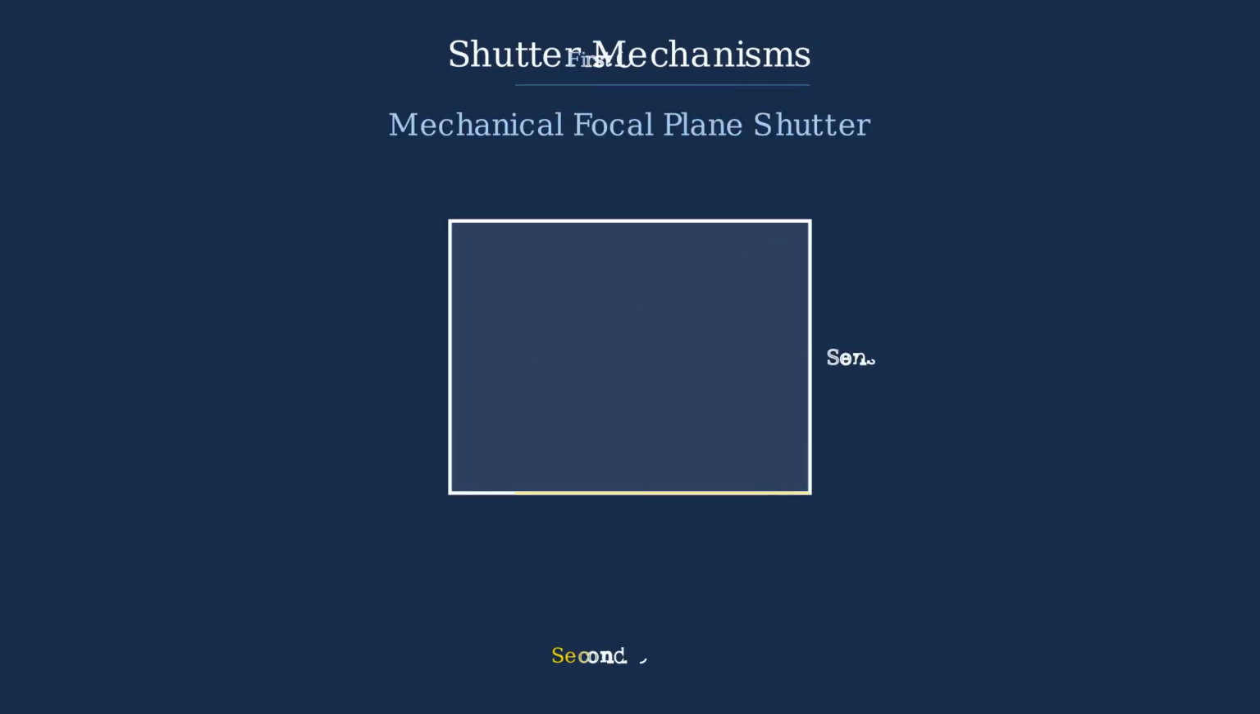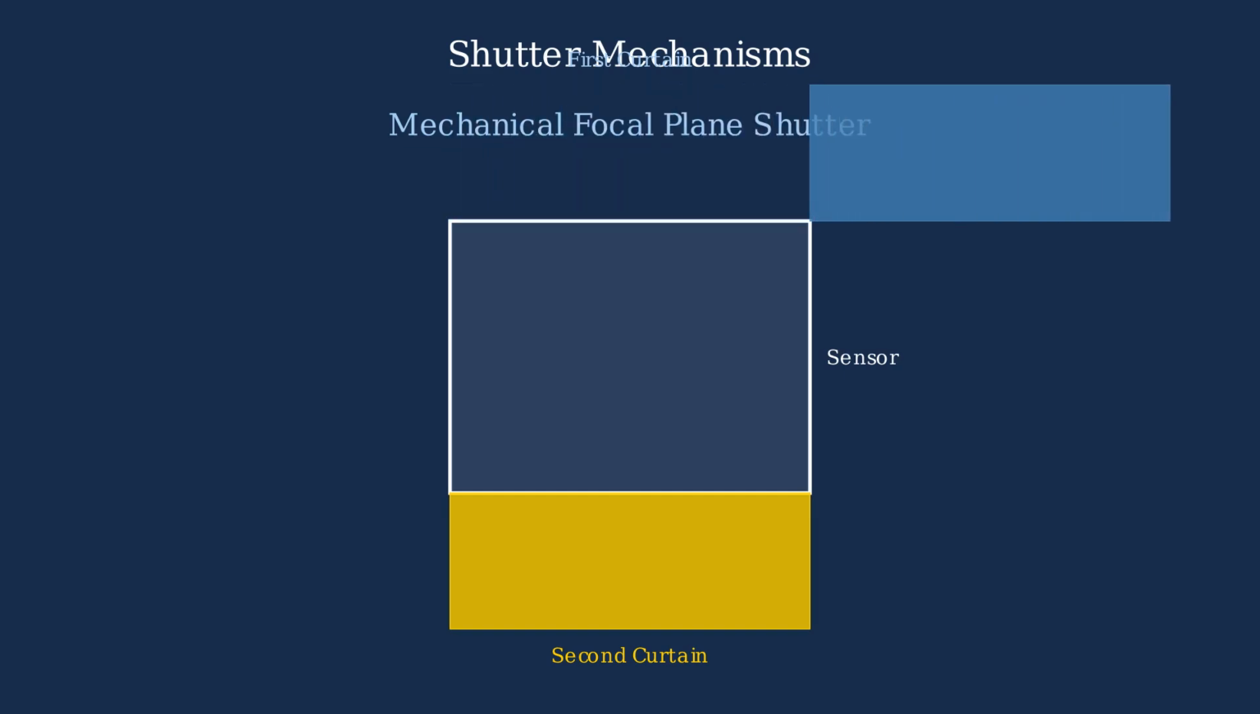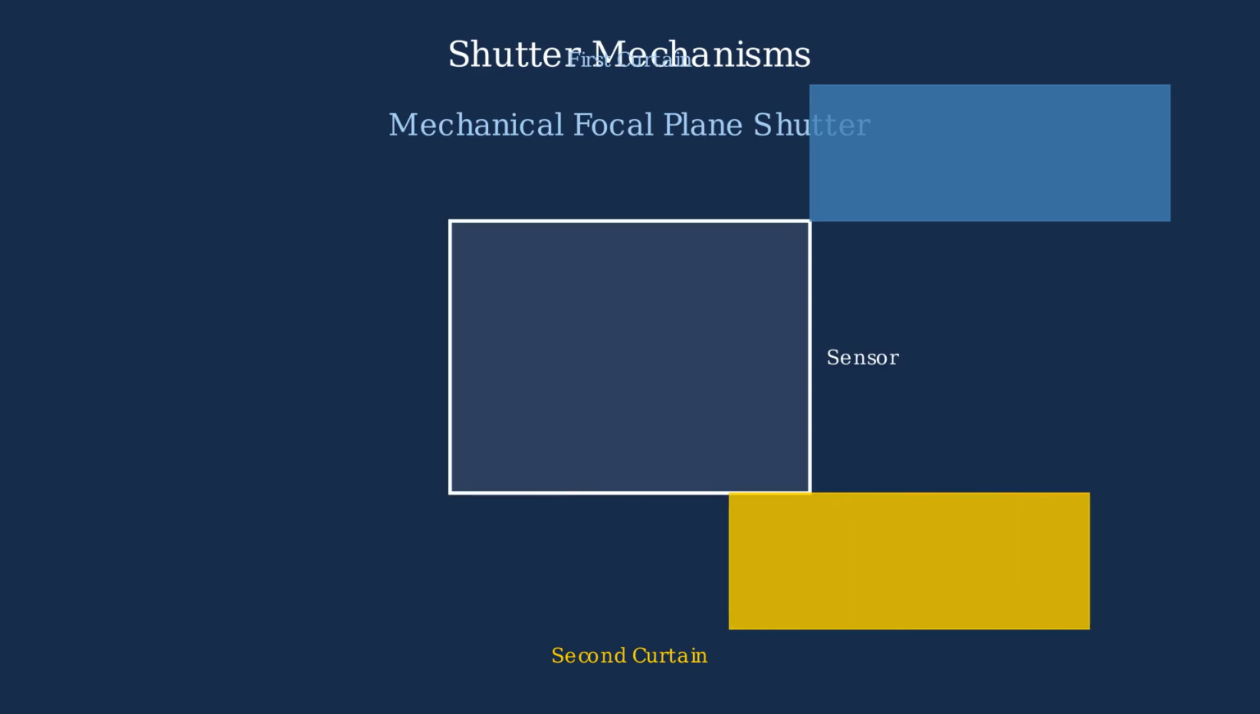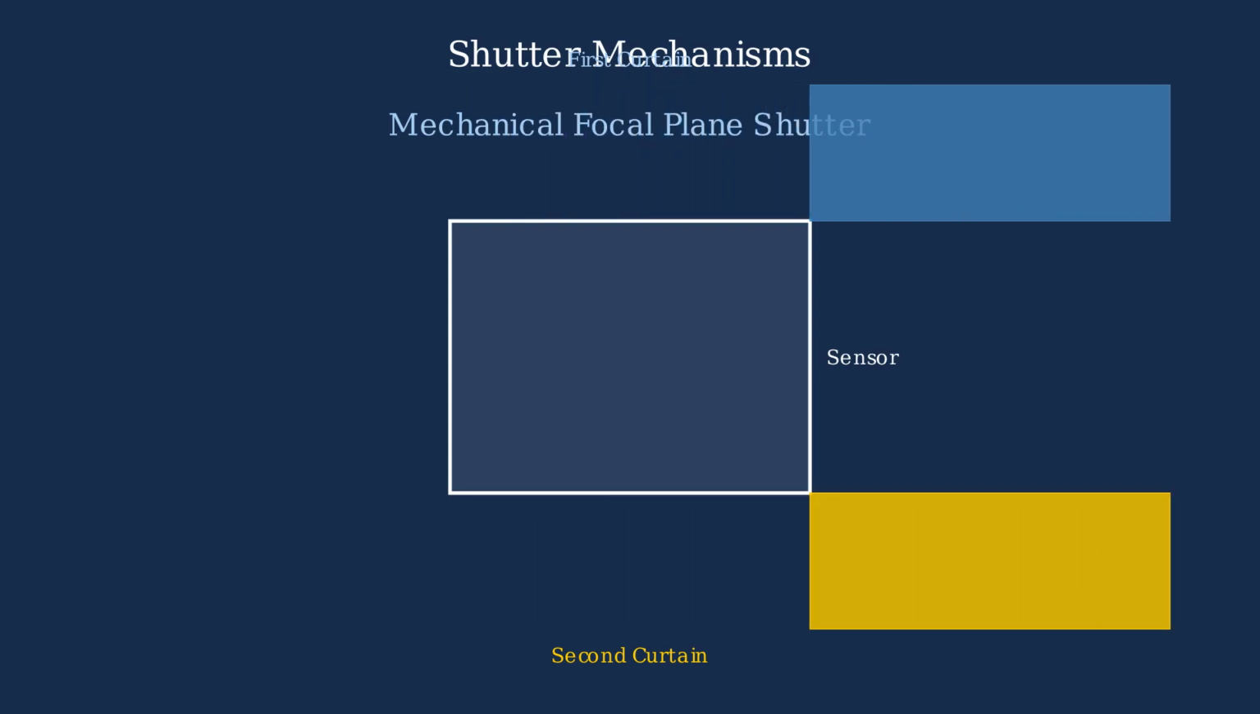There are different types of shutters used in cameras. The most common in DSLRs is the mechanical focal plane shutter. This type uses two curtains that move across the sensor. When taking a photo, the first curtain moves away, exposing the sensor. After the desired exposure time, the second curtain follows, covering the sensor again. For fast shutter speeds, the second curtain begins to close before the first curtain fully opens, creating a moving slit that exposes different parts of the sensor in sequence.